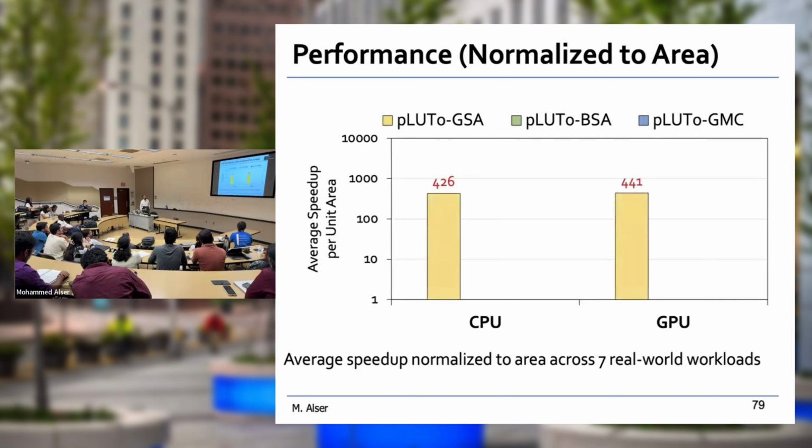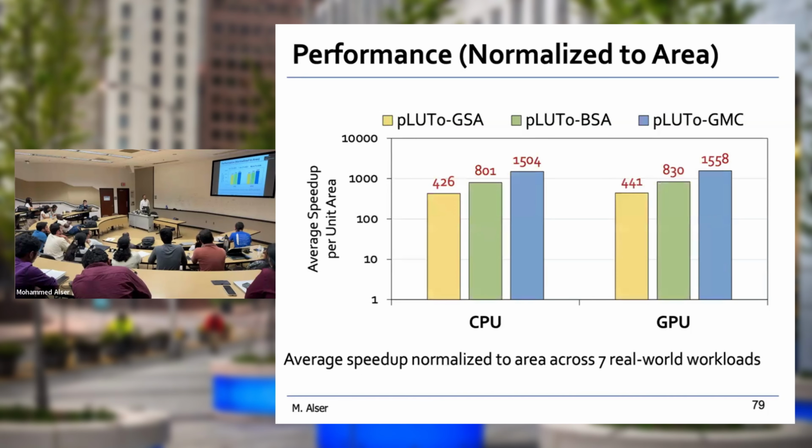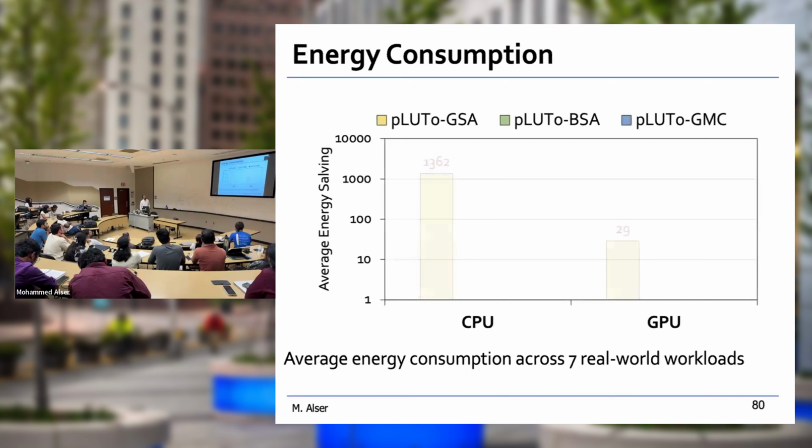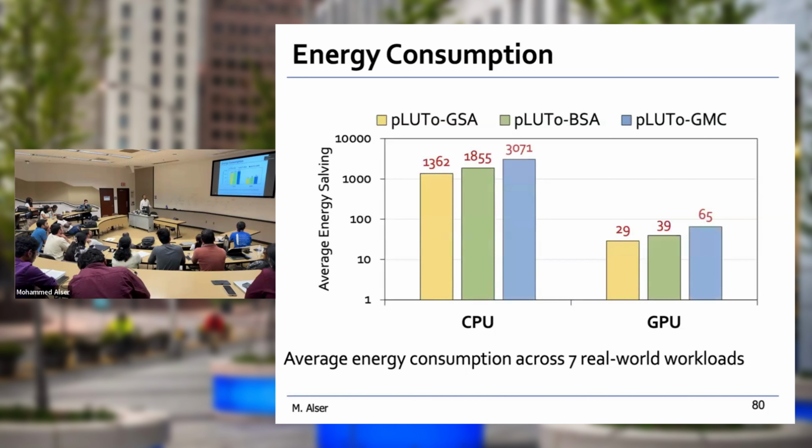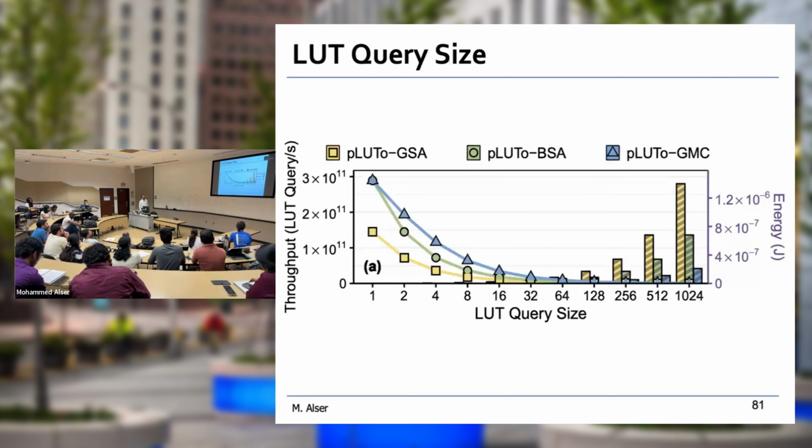Now, when we look at normalized area, the same story. So the speedup averaged over area. When we look at energy consumption, so this is average energy saving, meaning that the higher number is better. This is in terms of CPU and GPU. This is really important aspect. Now we talk about those numbers.